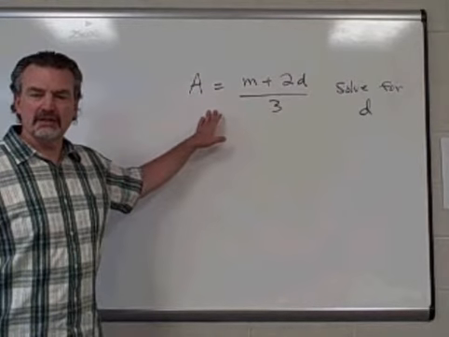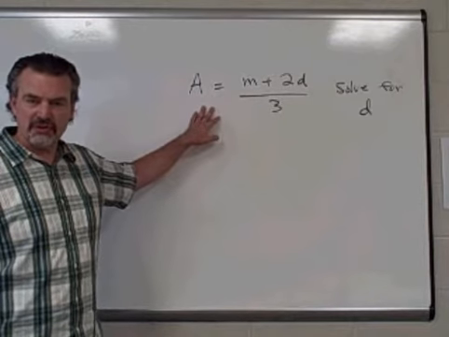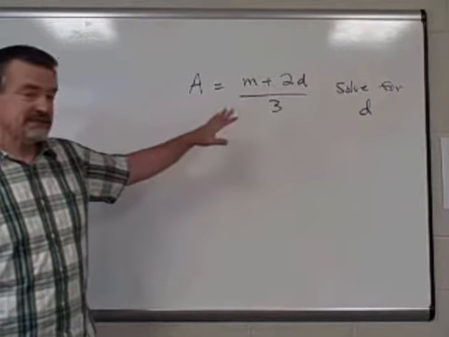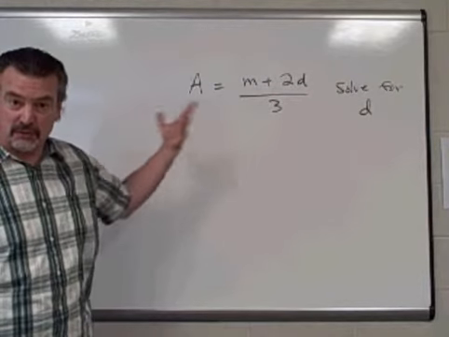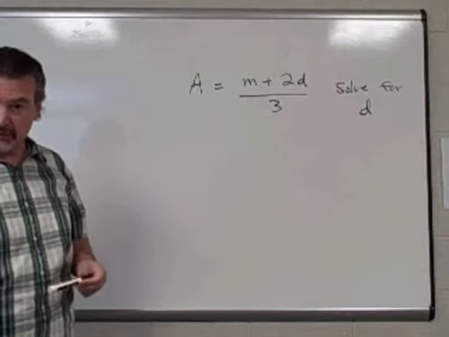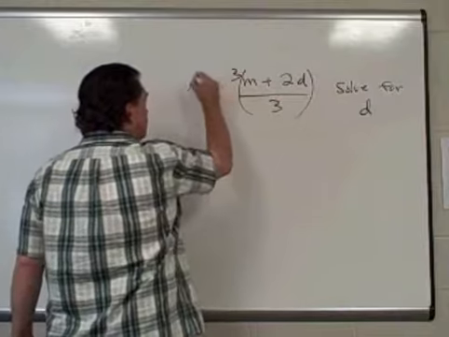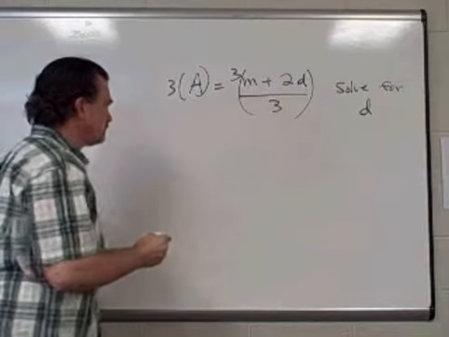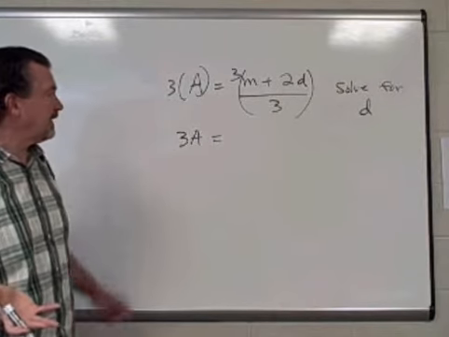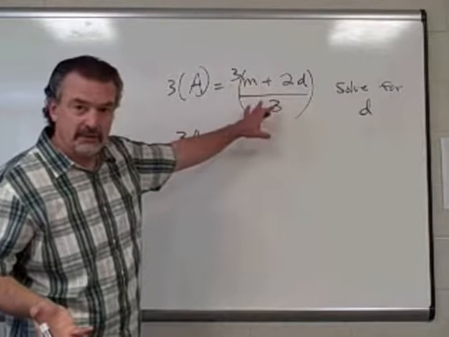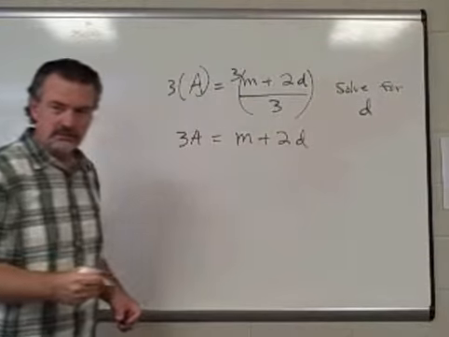Let's look at this formula as yet another example of solving for a particular variable in the formula. In this case, I want to solve for d. Once again, my formula has fractions, so I'm going to multiply both sides by 3 to eliminate the fractions as my starting point. 3 times a gives me 3a. Won't the 3's cancel here, just leaving m plus 2d?